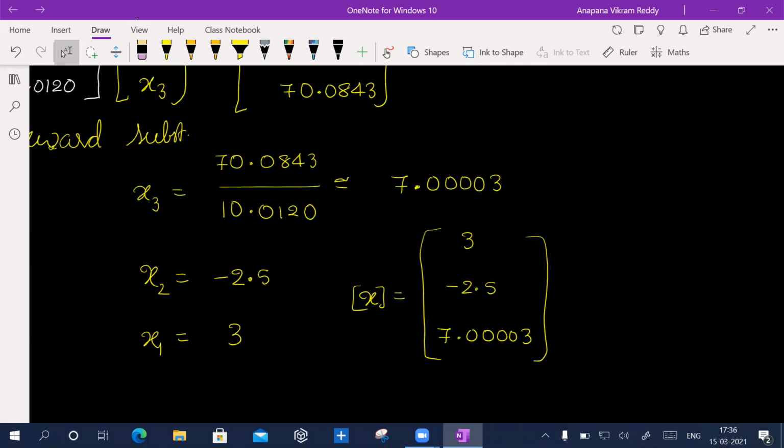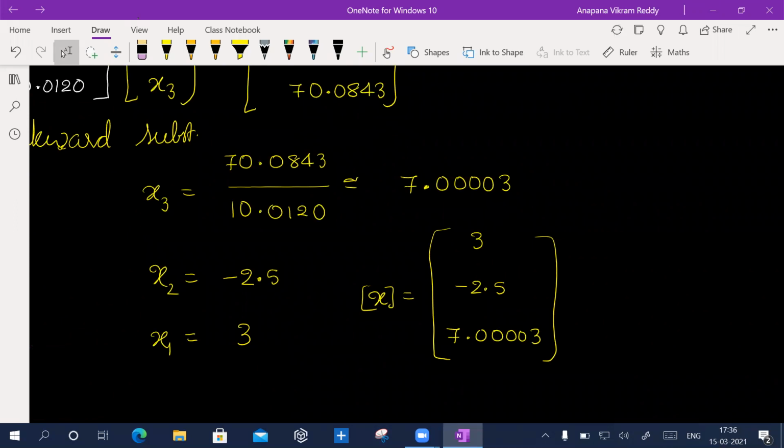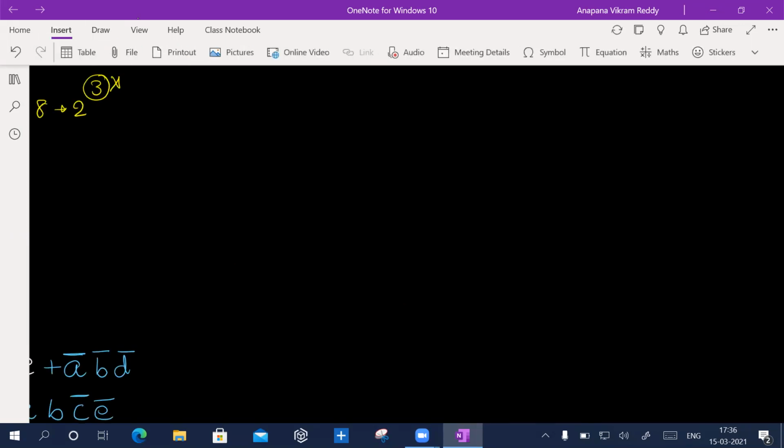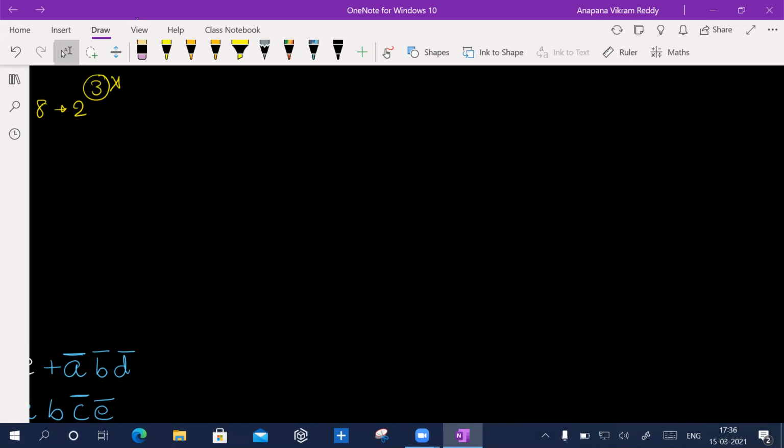Why is it not responding? Let me open a new page. I don't know why it's... I want to change the... how it's responding. Give me 1 minute. It's hanging.